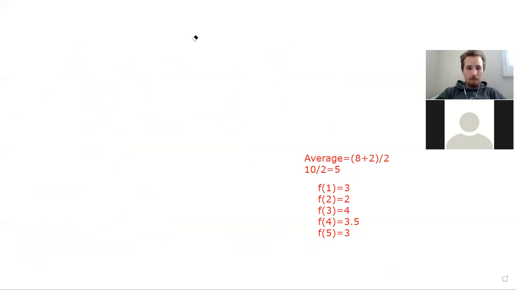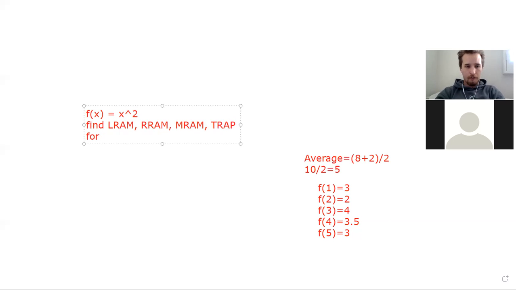What she might do is she might just give you f of x equals x squared, right? Find LRAM, RRAM, MRAM, trap for area under the curve from 0 to 4.